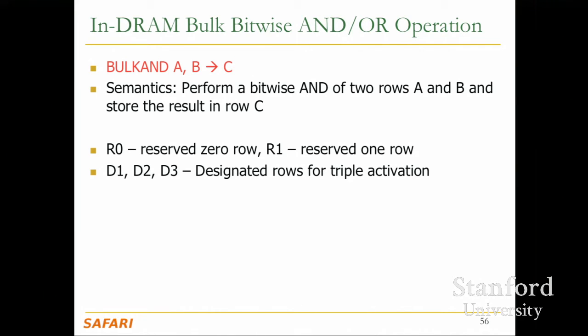So the cost of this is triple activation. And you want to limit that because you don't want to be able to do triple activation in arbitrary addresses in the subarray. So if you reserve this to a very small portion, you can do the AND and OR in that small portion of the subarray.